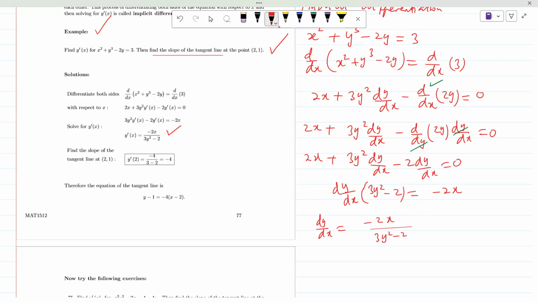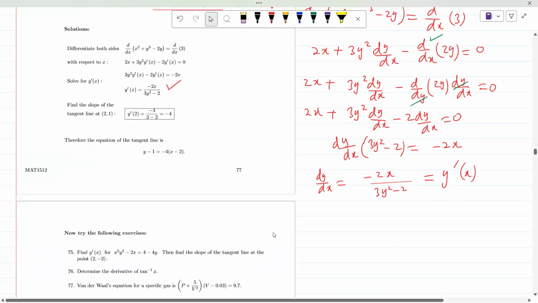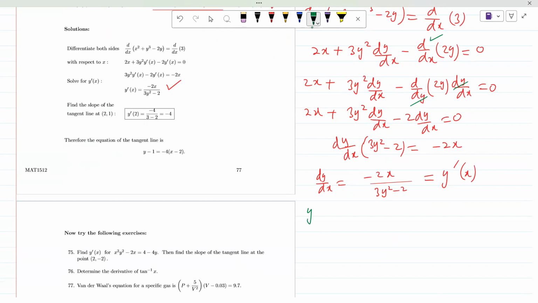The next thing is we want to find the slope of the tangent, which means that we shall evaluate this derivative. This derivative can also be written as y prime of x, which equals this. So the next thing we do is evaluate the slope. We can write y prime evaluated at the x value.